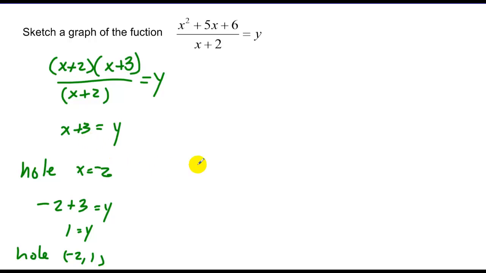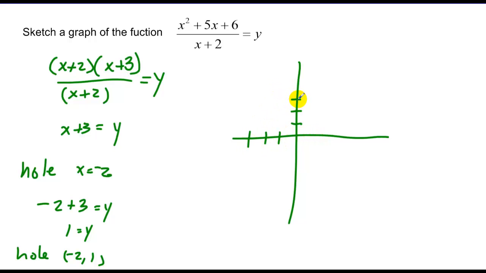And then I'll go ahead and graph this line. So here's my graph. Go up 3, and then up 1 over 1. And we end up with a graph that looks something like this, but at negative 2 and 1, we have this open circle, and we draw the graph.